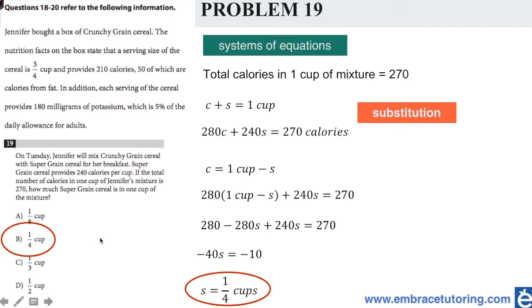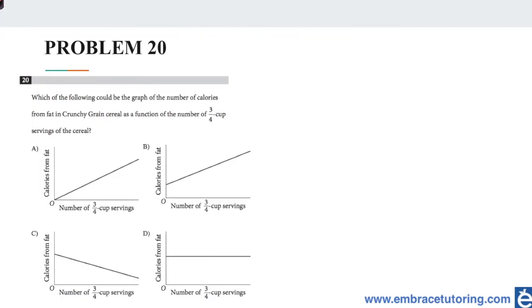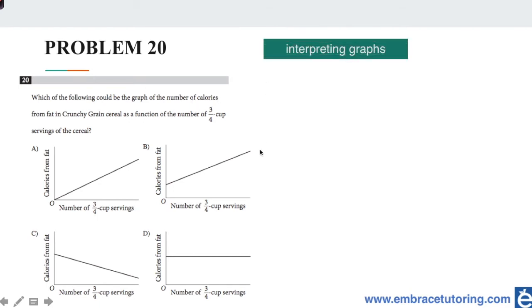Question 20 states, which of the following could be the graph of the number of calories from fat in crunchy grain cereal as a function of the number of 3/4 cup servings of the cereal? Well, we do remember that it consists of 280 calories. It does ask for fat, but whenever we're interpreting graphs, the first thing we want to pay attention to is really where the zero is, right? Because that will help us understand what the initial mark is.